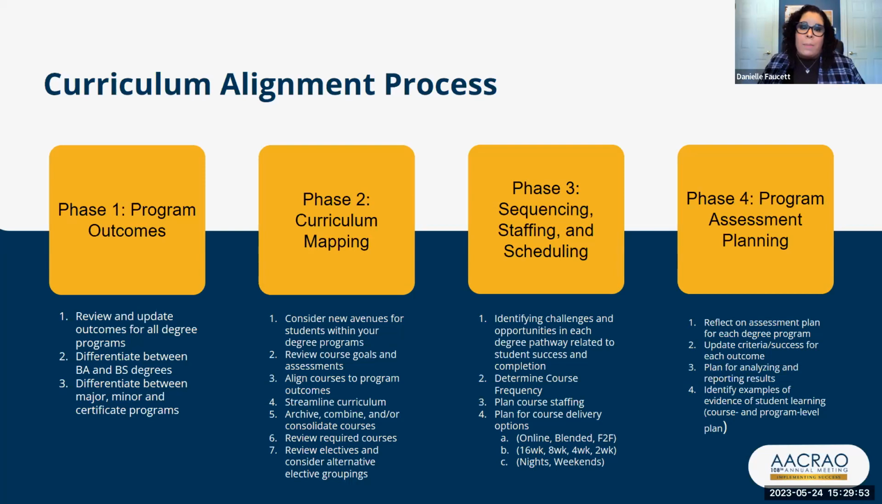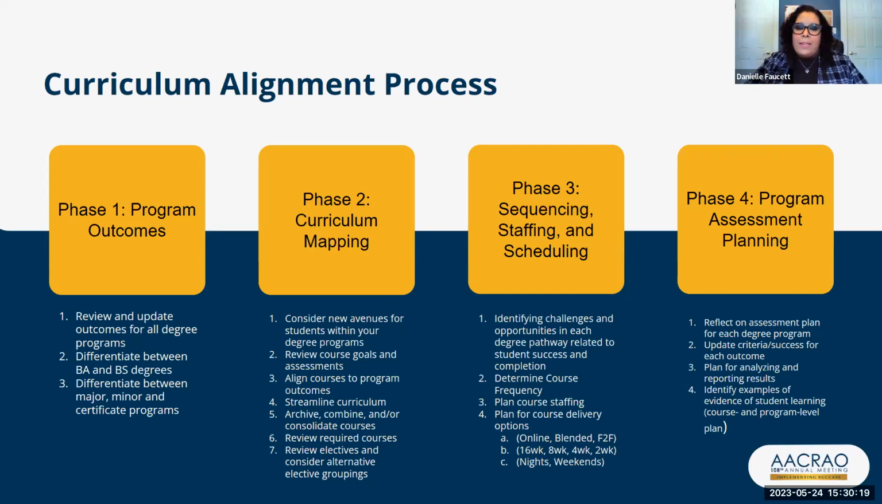Phase 2 is where we actually map the curriculum. So we consider new avenues for the students with their degree programs, review those course goals and assessments, align courses to program outcomes, and streamline the curriculum: archive, combine, and consolidate our courses, which is a big one. We also review required courses, review electives, and consider alternative elective groupings. And this is also where we review gen eds, as well as cultural diversity qualifications.